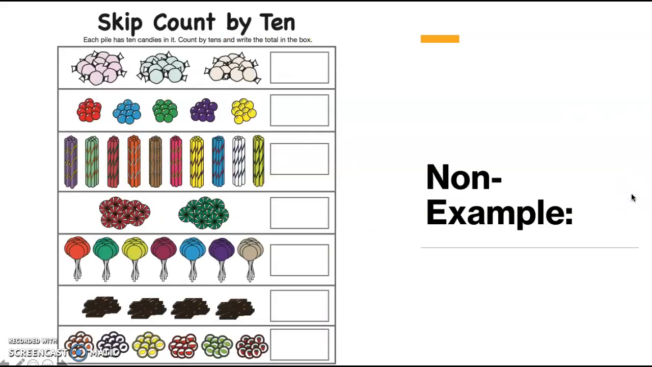And then for my non-example, I found a skip counting by 10 worksheet. And this would be a non-example because the students aren't learning to skip count by tens yet.